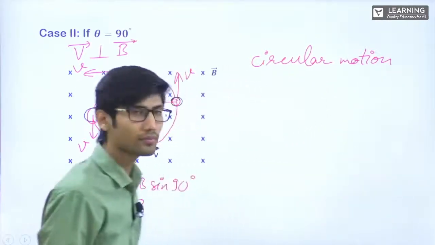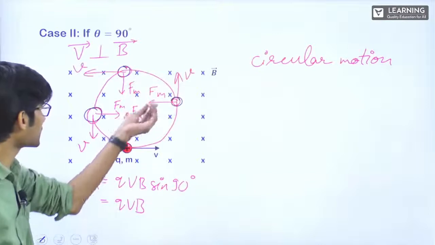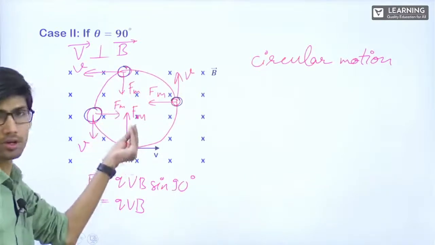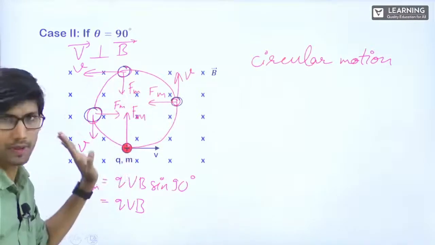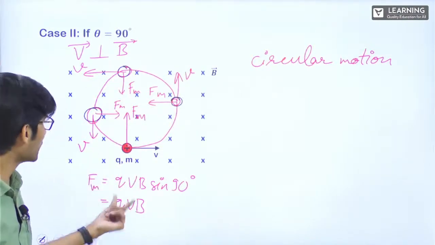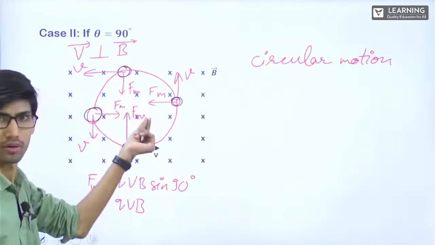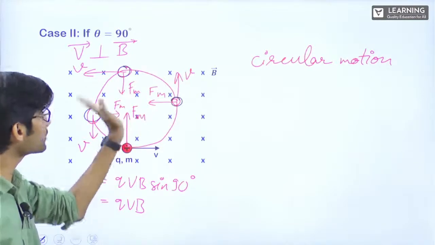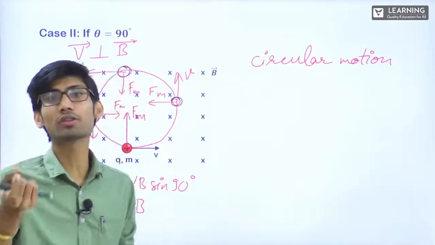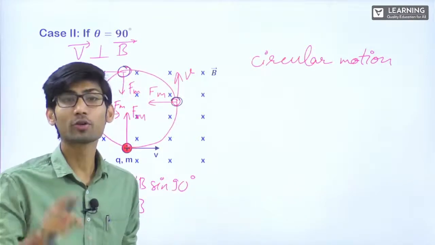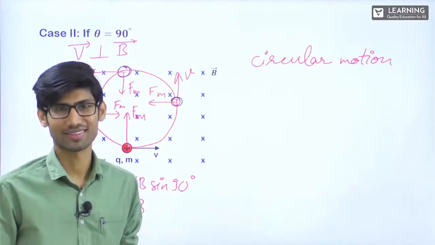Clear? Now if you see, this is a constant force which is inside. Constant force means the magnitude I am talking about, not the direction. Direction is changing. Now this is QVB, it's the constant magnitude. That means the acceleration is inward and constant. When there is a constant force inwards, a uniform circular motion happens.